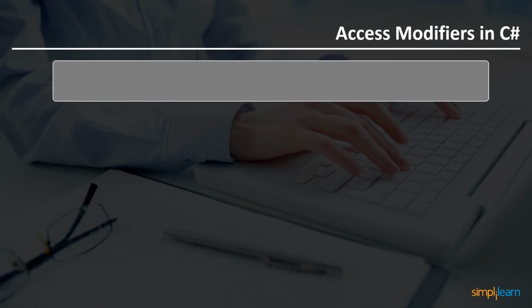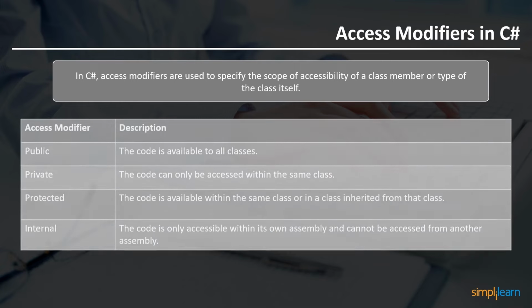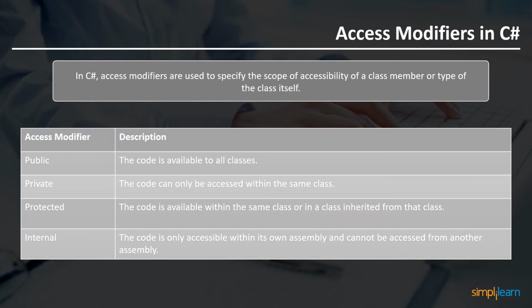Next, we have access modifiers or access specifiers in C#. In C#, access modifiers specify the scope of accessibility of a class member or of a class itself. The first access specifier is public, indicating that the code is accessible to all classes. The following access specifier is private, meaning the code can only be accessed within the same class. Following that, the protected access specifier. The code is accessible within the same class or a class inherited from that class. Finally, there is the internal access specifier, which means that the code is only accessible within its assembly and cannot be accessed from another assembly.